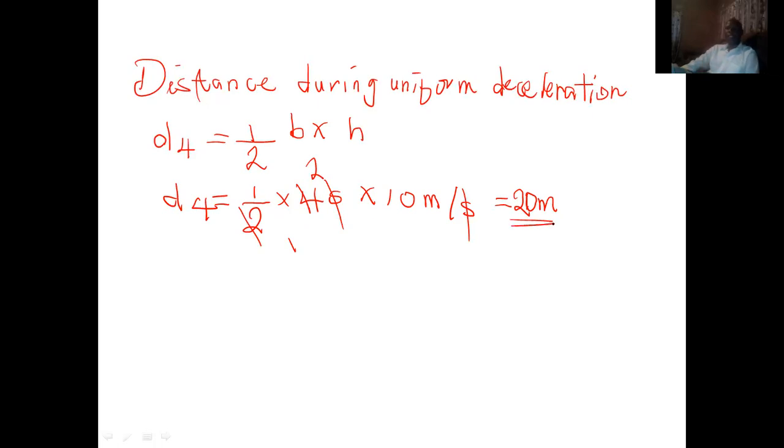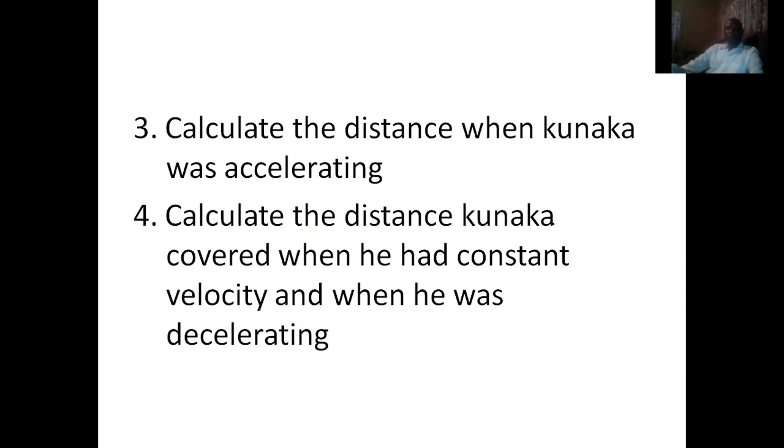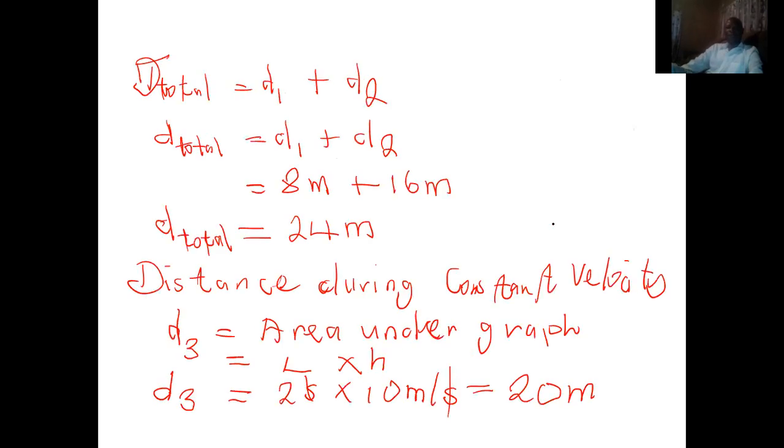This is the distance covered by Kunaka when he was decelerating. And this is the last part of the question, which we have attended to.